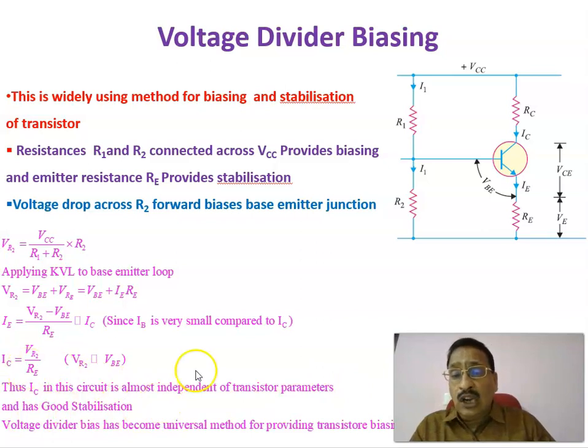Therefore, IC does not depend upon beta, and IC does not depend upon VBE. That is why IC is independent of the transistor parameters and has good stabilization. Therefore, the voltage divider type of bias becomes the universal method for providing transistor biasing. At the input side, we are dividing the voltage by two resistors R1 and R2, and this R2 is connected to the base. This is called voltage divider biasing.